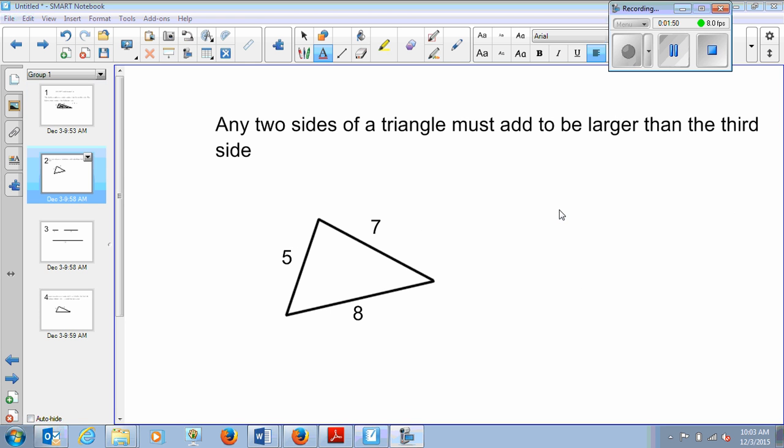So that first part there should have been pretty simple. Now we get to the harder stuff. Any two sides of a triangle must add up to be larger than the third. So we're given a triangle picture here. We have side lengths 5, 7, and 8.